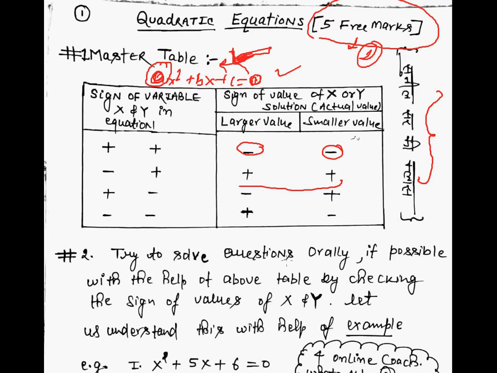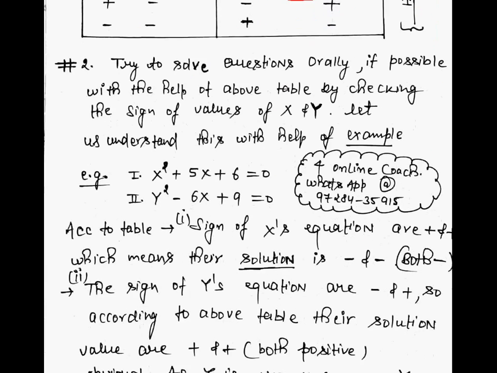Now what is the use of cramming this master table? Remember, this makes the sign of a always positive, and these are the signs of b and c, and these are the signs of the values of x. On the basis of the signs only, we can solve the maximum number of questions. See how we can apply this master table. Using the master table, we can solve just by checking the signs, if possible.